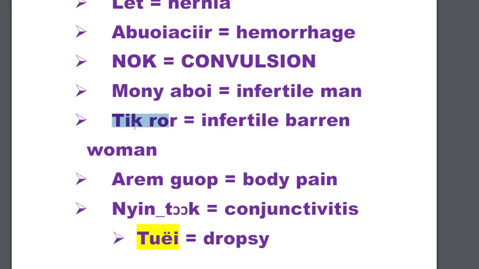Ting roll. It's supposed to be ting that inga, but I just write tick here so that you guys can understand it. Ting roll. Ting roll mean infertile barren woman.